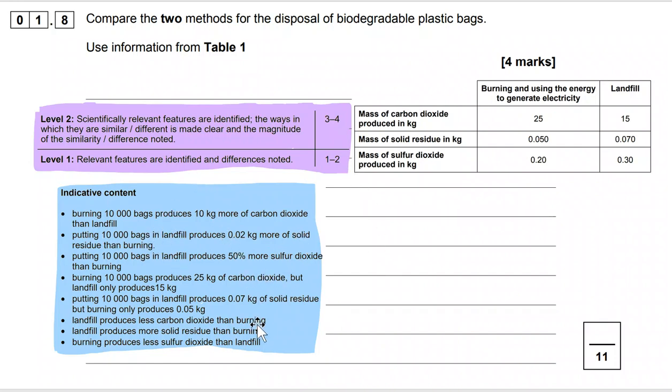There are lots of these things here. We've got some more general ones. Landfill produces less CO2 than burning. Landfill produces more solid residue than burning. All of this information we can take by looking at the data and working through and comparing. And ultimately, it's then about making those judgments and making those comparisons to get to the 4 marks. And that takes us to the end of question 1.